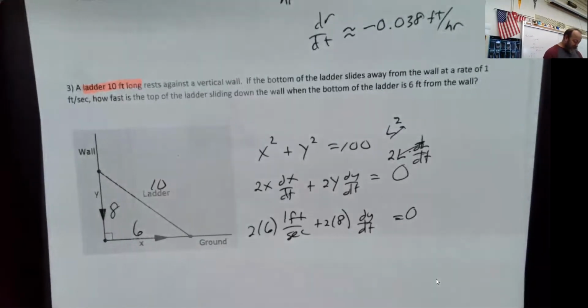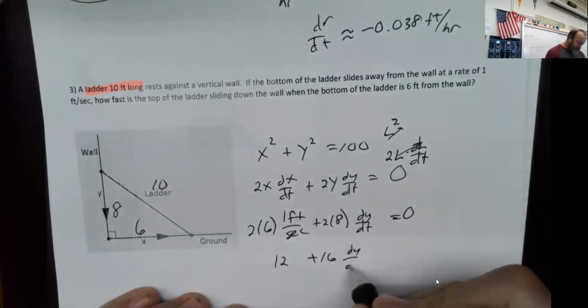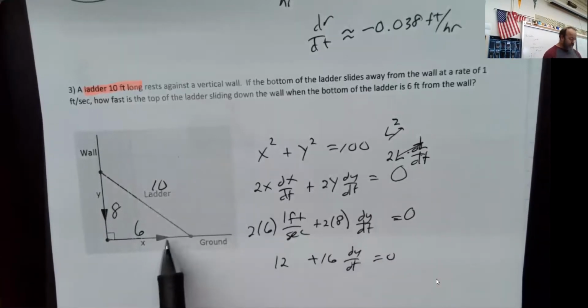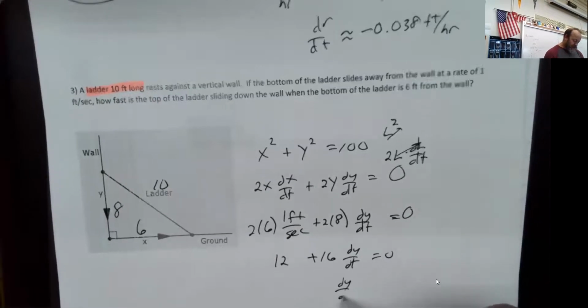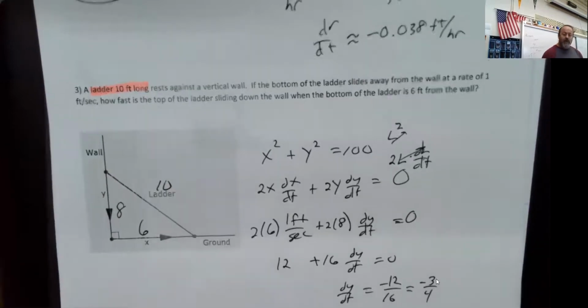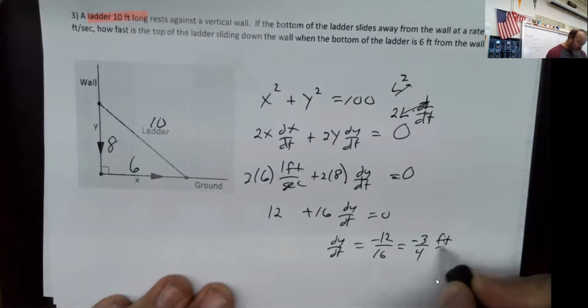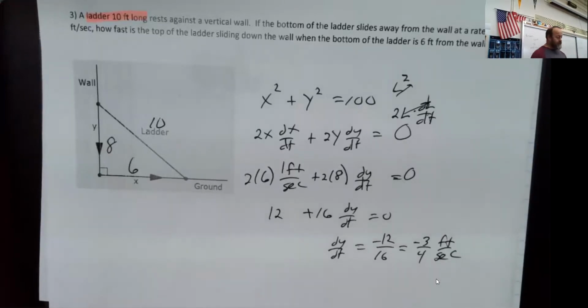And so all we have left to do is go through a couple little pieces, and although the ladder is sliding at 1 foot per second away, if you do the math on this, you're going to bring the 12 to the other side. You're going to divide by 16 and reduce, you're going to get -3/4 of a foot per second. So it is sliding out faster than the ladder is falling for this particular story.